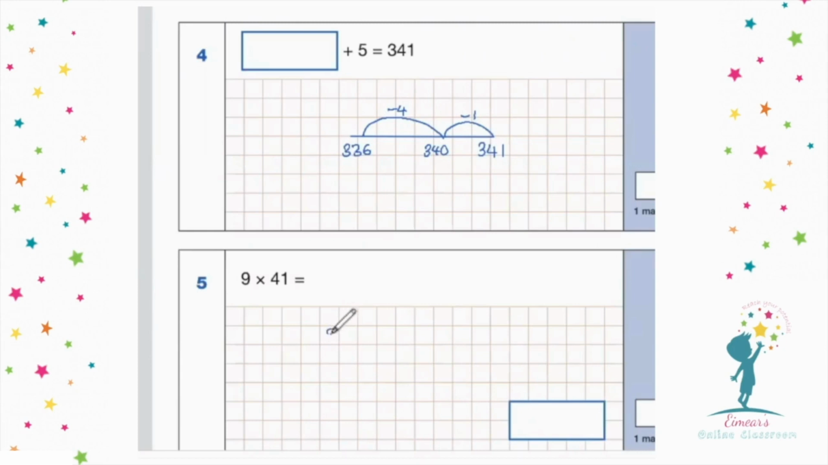Question 5 is 9 times 41. So let's partition that into 9 times 40 and 9 times 1. So if we know that 9 times 4 is 36, we then know that 9 times 40 is 360. And then we add our 9 times 1, so our answer is 369.